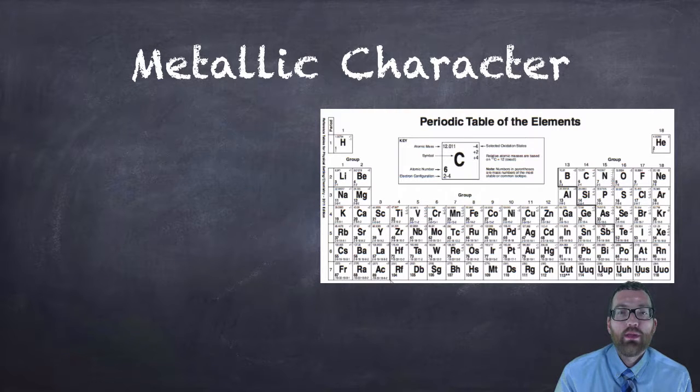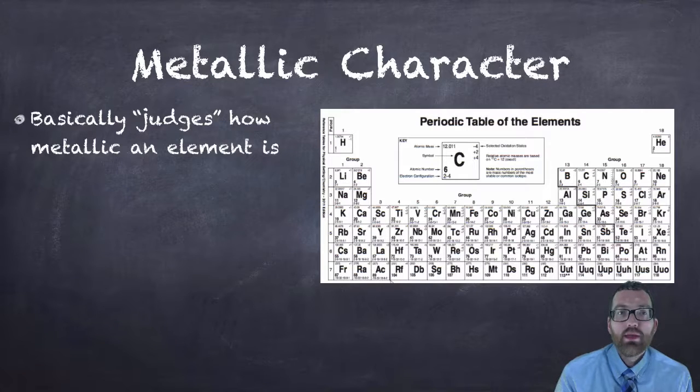The last trend we're going to be looking at in this chapter is metallic character. And it's the only trend in this chapter that you cannot look up on Table S. This is just something you need to know, and it's pretty obvious, and I'll show you how we judge metallic character. Metallic character basically judges how metallic an element is. We're basically ranking metallicness.